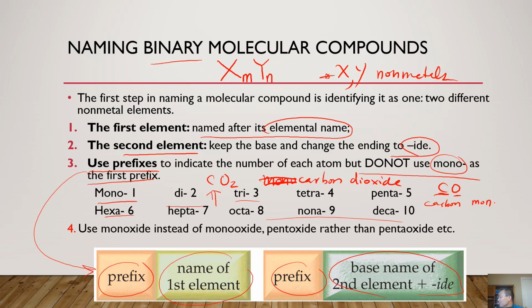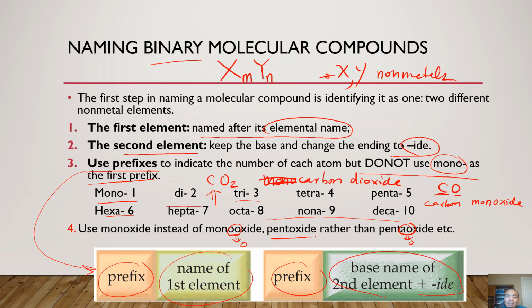But notice that we don't simply call that monooxide. We call this monoxide because we do have one more trivial rule, which is if you have oo, you actually change it to o. If you have ao, okay, you change it to o as well. So you have a pentoxide rather than pentaoxide.